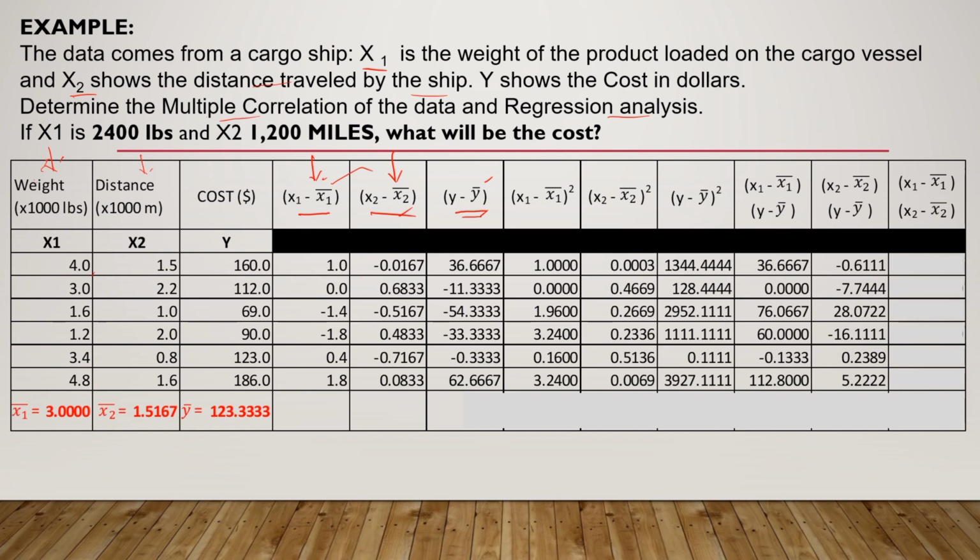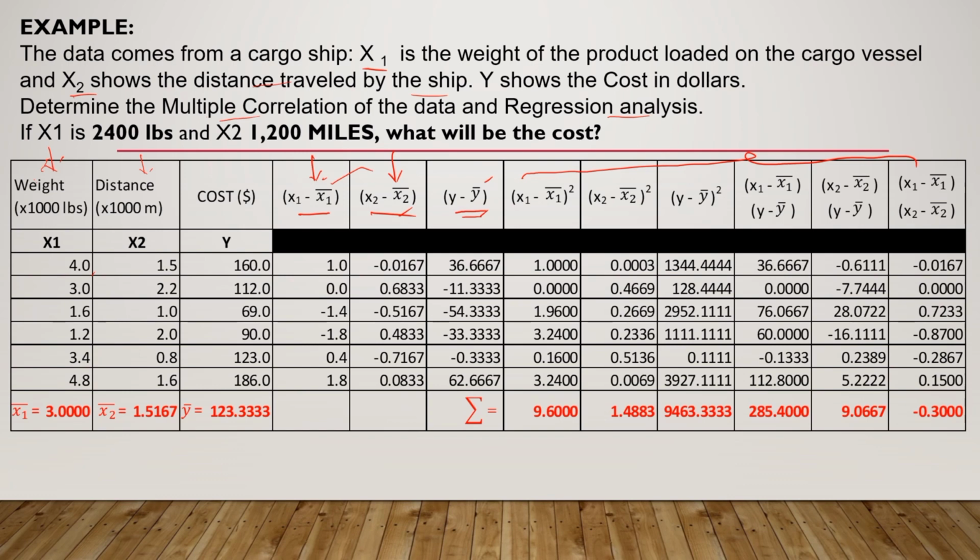Then lastly, the product of x sub 1 minus x sub 1 bar and x sub 2 minus x sub 2 bar. Then after that, we'll get the summation of these columns. Summation. So these are the sums of these columns. Now let's proceed with the computation.